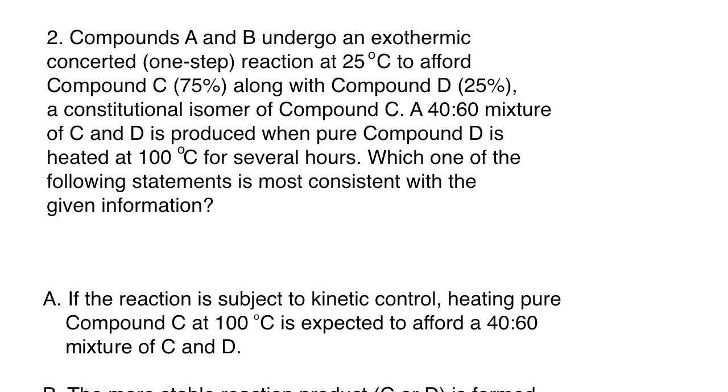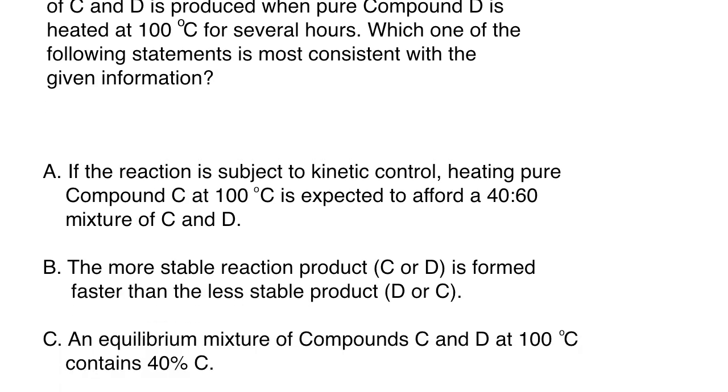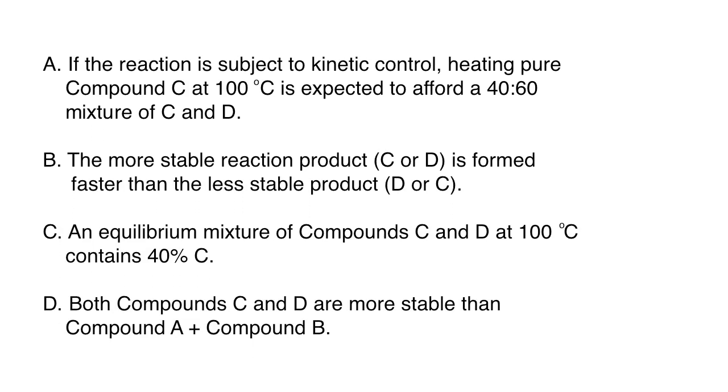So you're going to have to pay very close attention to the wording in these answers. A, if the reaction is subject to kinetic control, heating pure compound C at 100 degrees Celsius is expected to afford a 40-60 mixture of C and D.